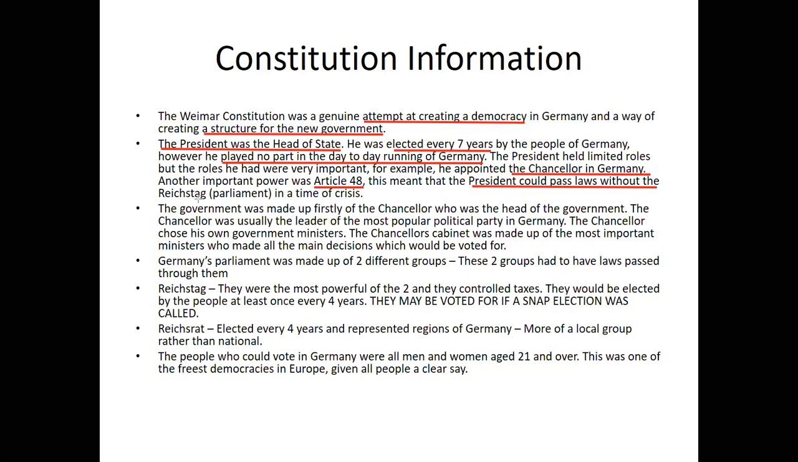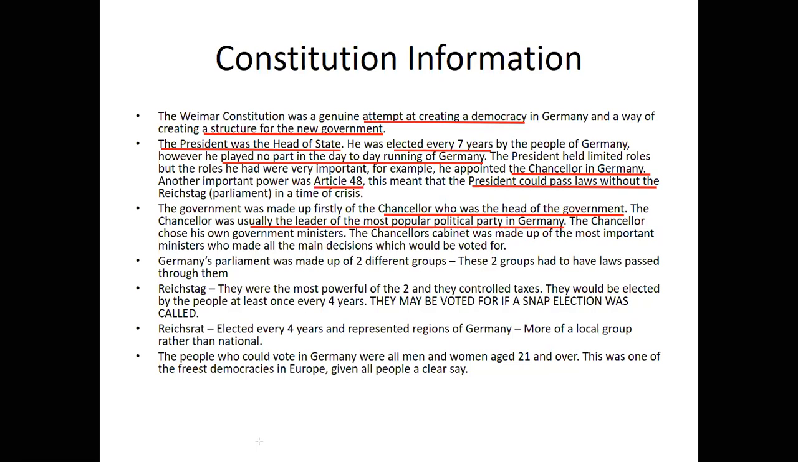Now, the government, underneath the president, you have the chancellor. The chancellor was the head of the government. Okay? He was chosen by the president. The chancellor was, and this is really important, this next bit, usually the leader of the most popular political party in Germany. What that means is the party that had the biggest percentage of votes, the leader of that party would usually be asked to become chancellor.